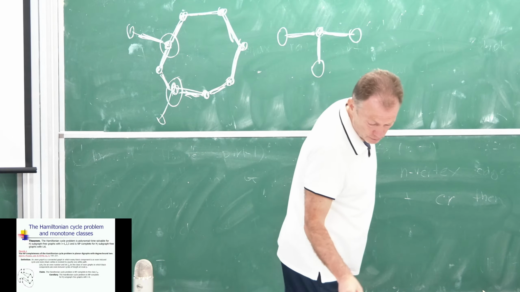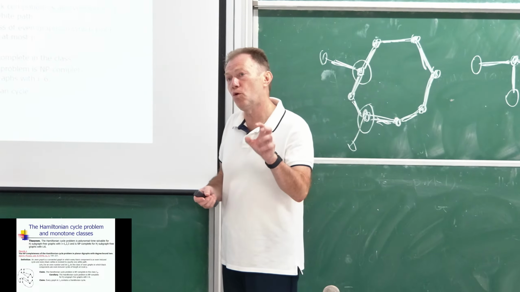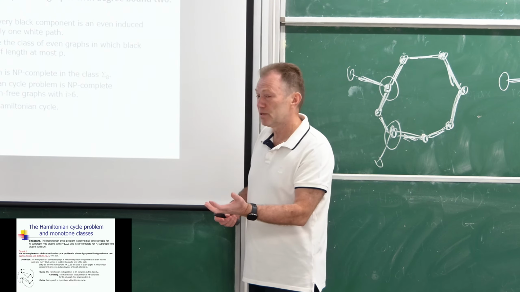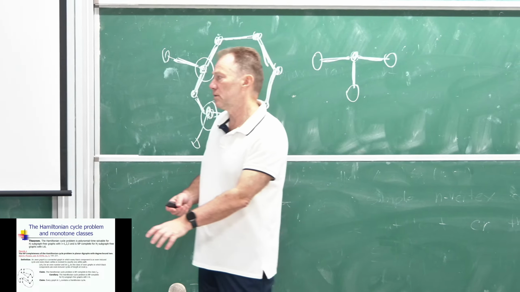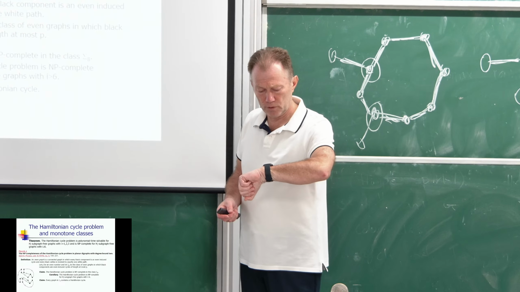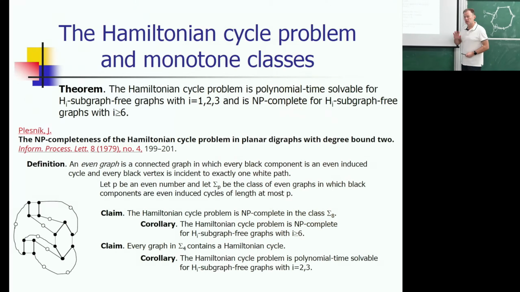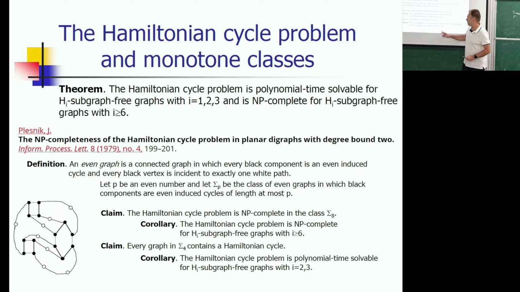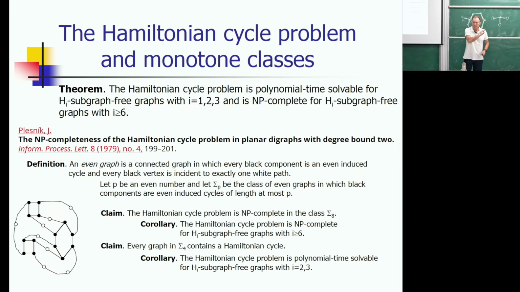What about sigma 4, where all black components have size 4? In this case, the problem is easy, even trivial, because all graphs in this class contain a Hamiltonian cycle, and I will discuss it in the very end of my talk. Which implies, not immediately, that the problem is polynomial time solvable for H2 and H3 subgraphic graphs. This is not immediate at all.